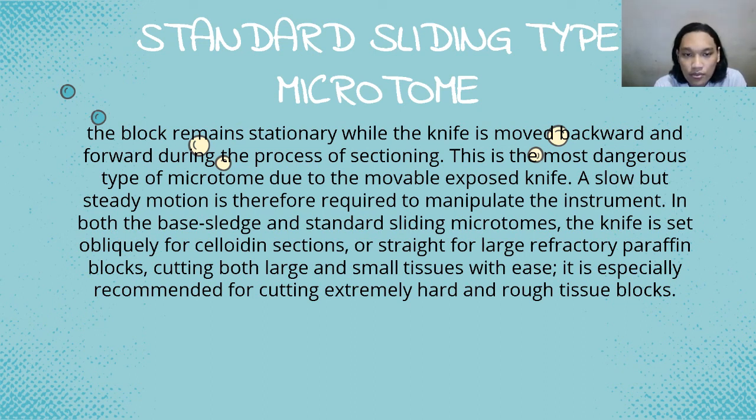In both the base ledge and standard sliding microtomes, the knife is set obliquely for celluloid sections or straight for large refractory paraffin blocks, cutting both large and small tissues with ease. It is especially recommended for cutting extremely hard and rough tissue blocks.